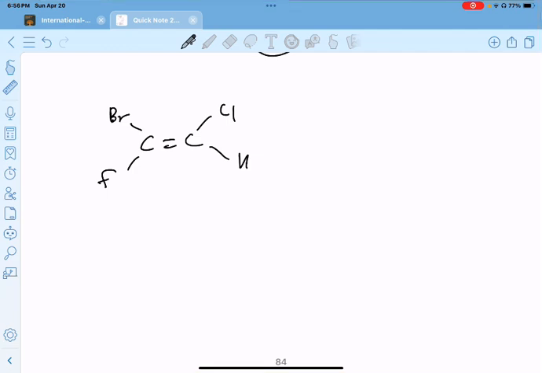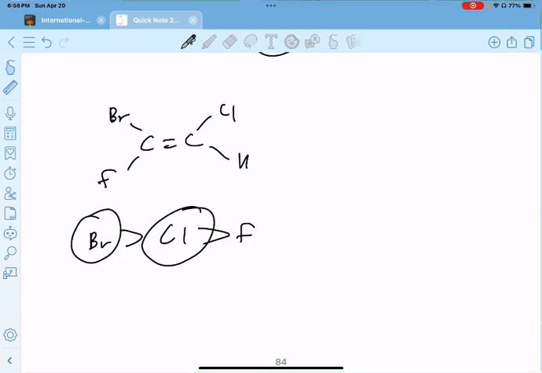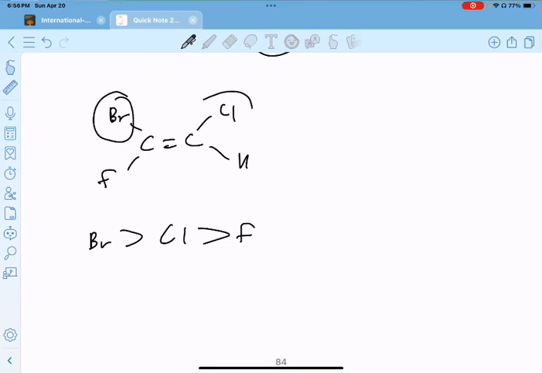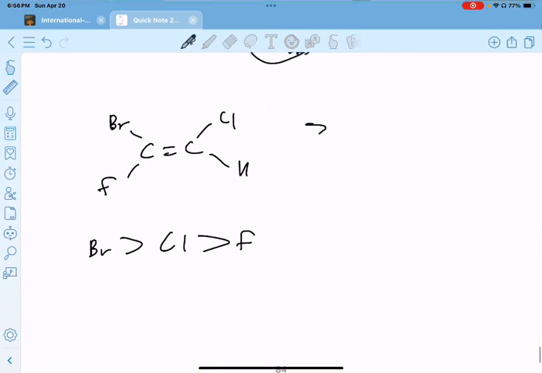So if you look at the molecular mass of bromine in the periodic table, it is greater than the molecular mass of chlorine, and chlorine's molecular mass is greater than fluorine. So these two are the main elements. You look at the first two, okay? So bromine is up and chlorine is up. So this will be a Z isomer.